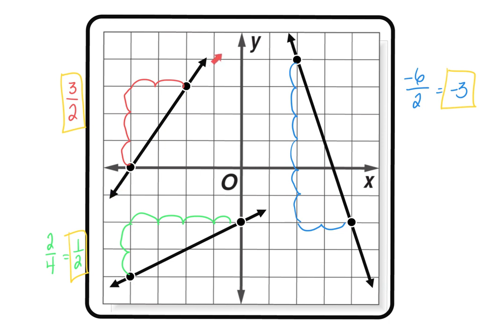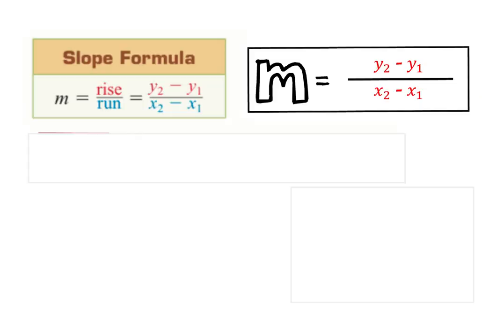So from left to right, up, positive slope. From left to right, up, positive slope. From left to right, down, negative slope. So you can very quickly look at a line and decide if that's going to be a positive or a negative slope. There is a formula for slope.